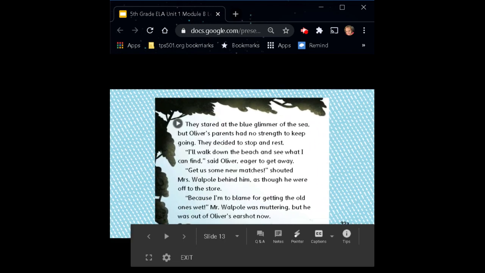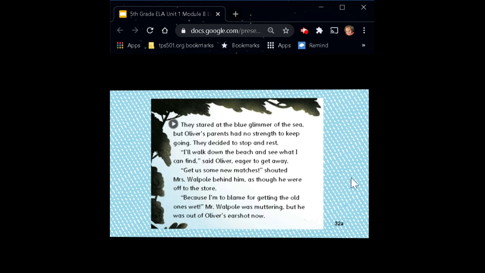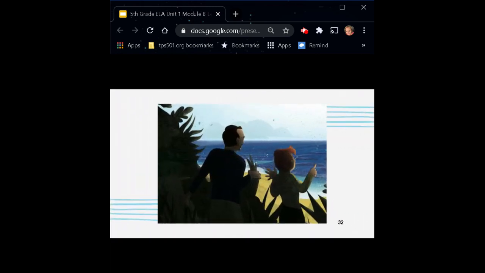They stared at the blue glimmer of the sea, but Oliver's parents had no strength to keep going. They decided to stop and rest. "I'll walk down the beach and see what I can find," said Oliver, eager to get away. "Get us some new matches," shouted Mrs. Walpole behind him as though he were off to the store. "Because I'm to blame for getting the old ones wet," Mr. Walpole was muttering, but he was out of Oliver's earshot now. They're still fussing, aren't they?